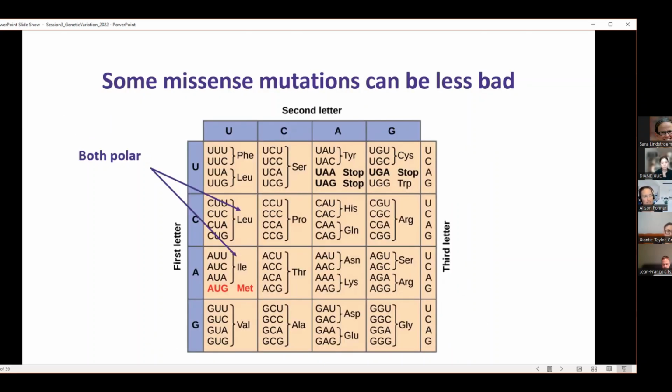So these SNPs, these changes at one single base in DNA, are what we often measure in genetic epidemiology studies. They're the easiest to measure because we can look at one single site of the DNA and compare what base is at a particular location.